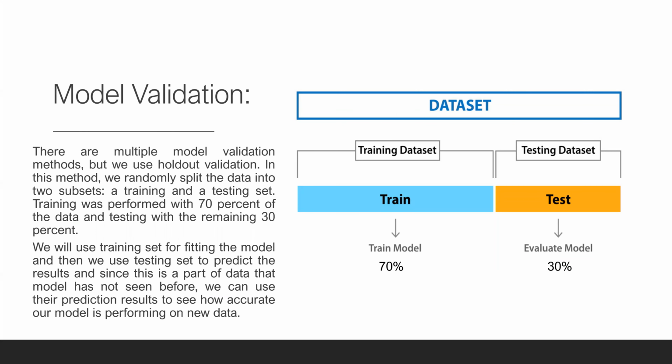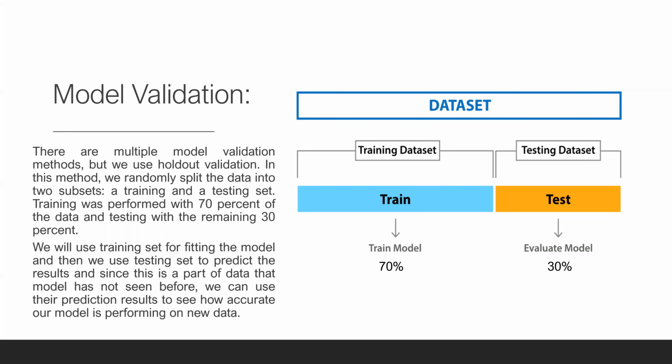So for the model validation, there are multiple model validation methods, but we use hold-out validation. In this method, we randomly split the data into 2 subsets, a training and a testing set. Training was performed with 70% of the data and testing with the remaining 30%.